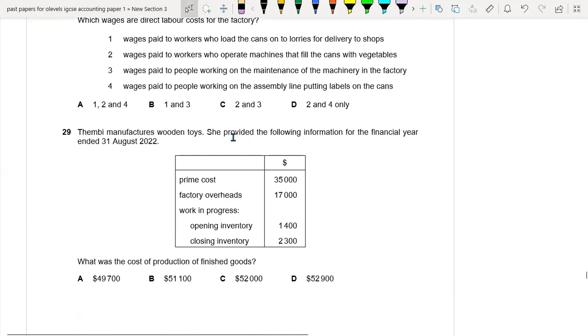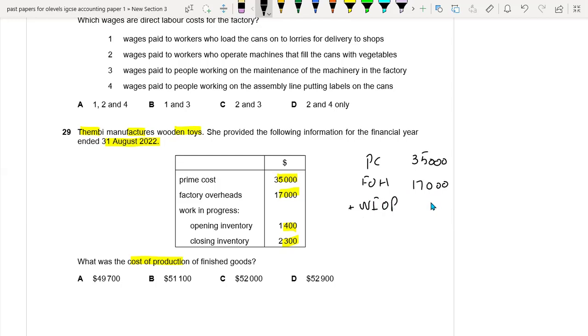Okay, so now let's see question 20. Thambi manufactures wooden toys. She provided the following information for the financial year ended 31st August 2022: prime cost, factory overheads, work in progress. What was the cost of production of the finished goods? This is very easy. First of all, we take the prime cost, which is 35,000, and the factory overheads is 17,000, plus work in progress opening inventory, which is 1,400, less the closing work in progress, which is 2,300. So altogether the cost of production would be 51,100. So that means B is the right option.